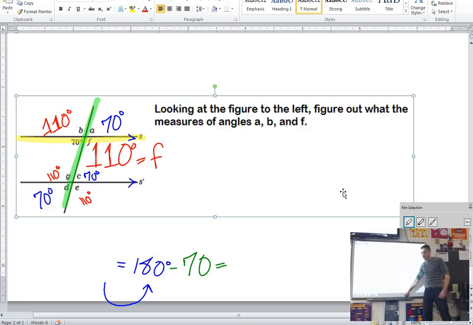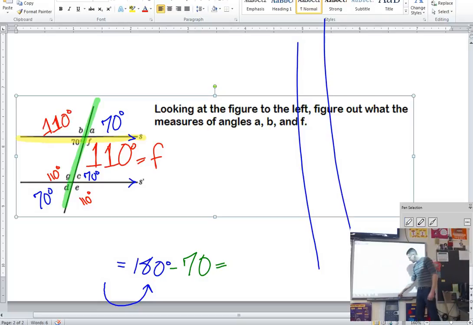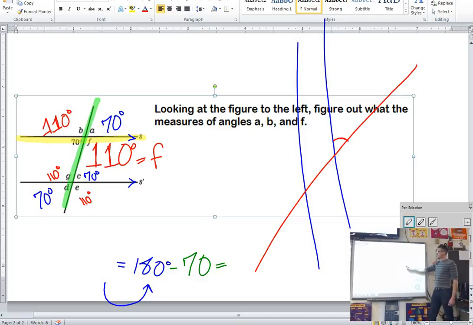Think about train tracks. Parallel lines, right? And then you have a road that crosses them. This angle will be the same as this angle, which will actually be the same as this angle, which will actually be the same as that angle. I can do the same thing with my obtuse angle is the same as my obtuse angle, is the same as my obtuse angle, and the same as my obtuse angle.